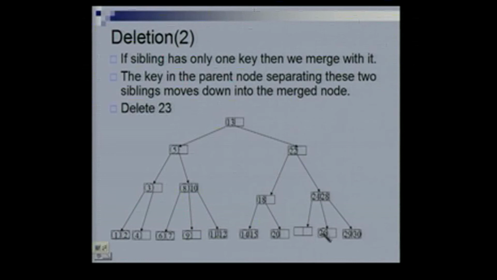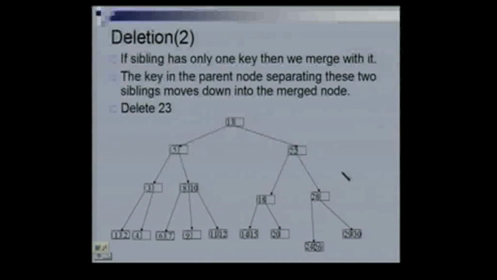In the case of a 2,4,3, we merge. First try to borrow, if not possible, then merge. So we will merge this and this. We will create a new node, and this will get this key, and one key will come down from the parent. So 24 will come down, 26 will come from here, and this becomes my merged node, and there is only one key left here. So it goes to the left, and these become the 2 children of this node now.